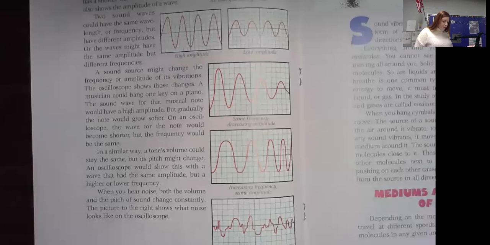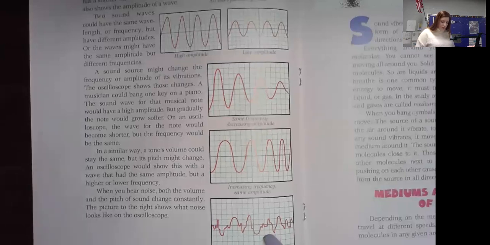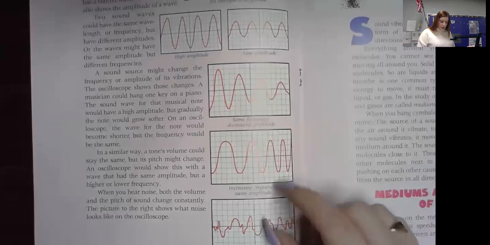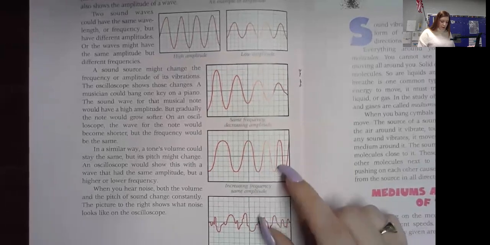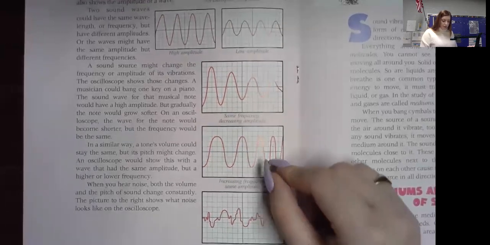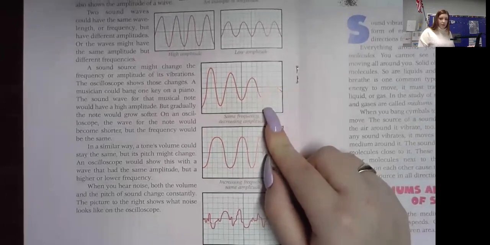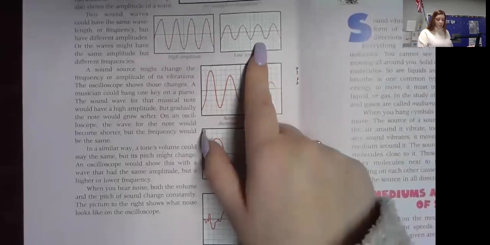When you hear noise, both the volume and the pitch of sound change constantly. The picture to the right shows what noise looks like on an oscilloscope. So here's noise. Here's increasing frequency, but the same amplitude. Same frequency, decreasing amplitude. High amplitude, low amplitude.